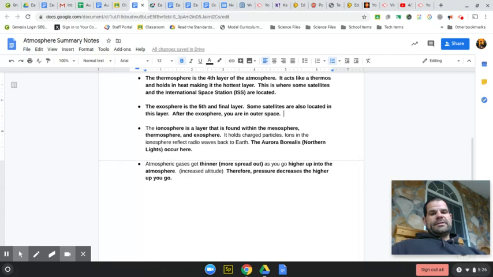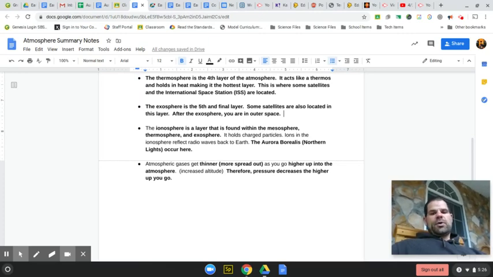Moving on up, we got the thermosphere. That's the fourth layer. And the word thermosphere, you have that word thermos inside of it. Good word study here. Thermosphere contains thermos, and a thermos keeps heat in. So the thermosphere is the hottest layer of the atmosphere. Now, that doesn't necessarily mean it's hot. It just means it's the highest in temperature out of all the five.